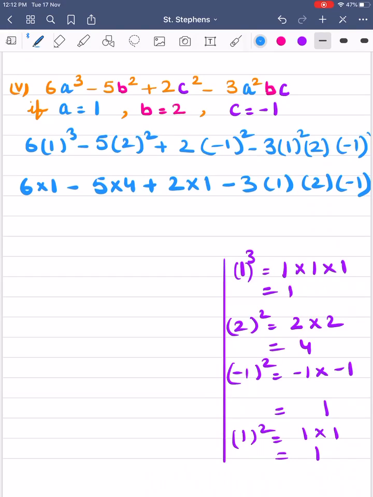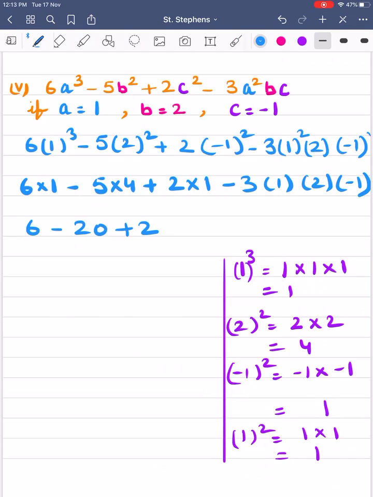Now first we will solve multiplication. So 6 into 1 is 6 minus 5 into 4 is 20 plus 2 into 1 is 2.